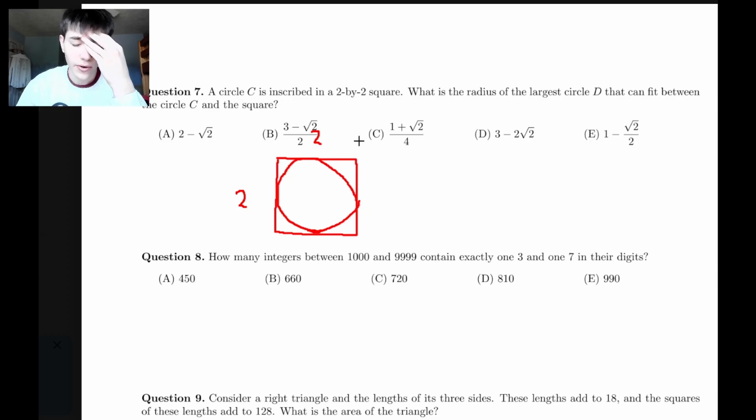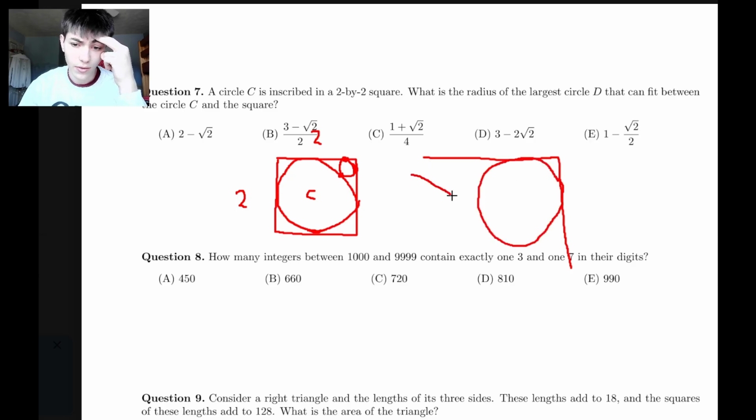What's the largest circle D that we can fit between the circle and the square? Okay, so this is C, and this is D. Let's put it right there. And we want to make it as large as possible, so it's going to be snugly fit, meaning it's touching all these points. And if we zoom in over there, it's going to be like this, sort of. And it's going to be touching.